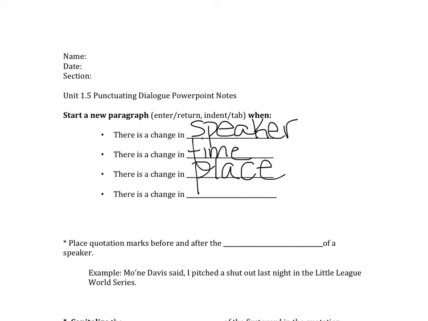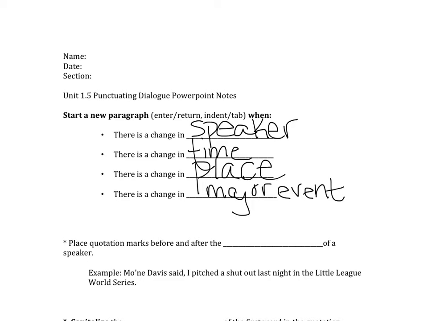And then finally, a new paragraph when there is a change in a major event or action. So let's say that you're talking about at Kennywood how somebody was lost, and then all of a sudden you're going to talk about how they were found. That's a total change in event. You would go to a new paragraph.